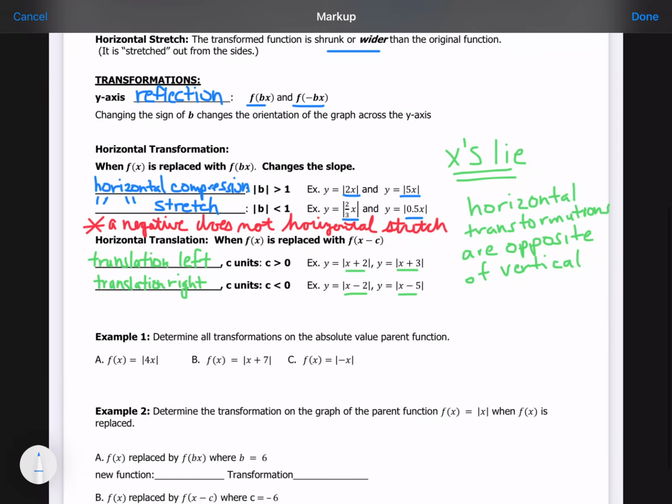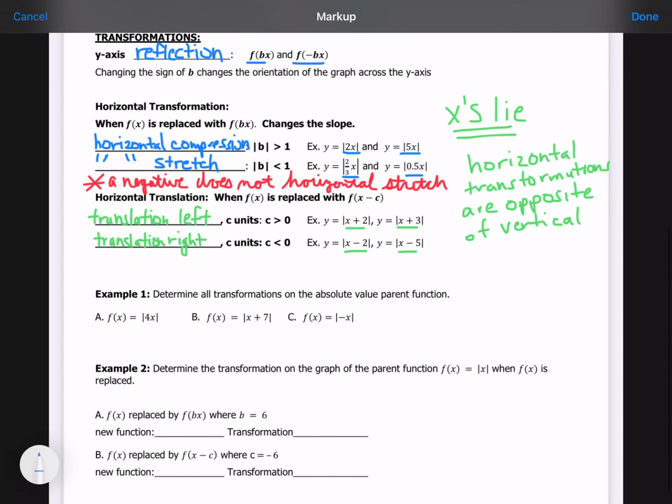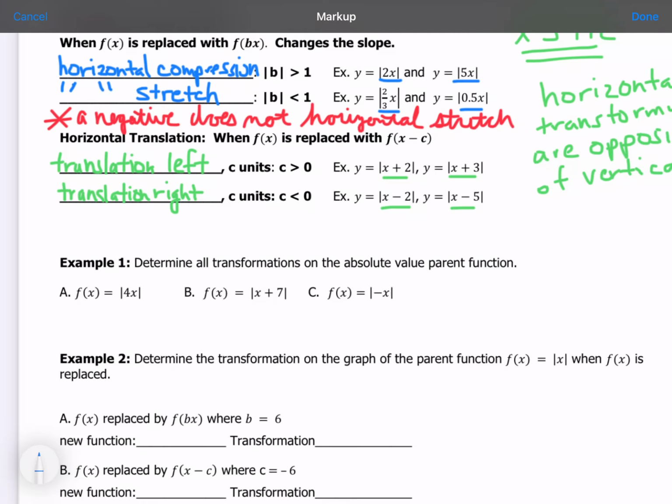So first example, determine all transformations on the absolute value parent function. So f of x equals absolute value of 4x. Because it's inside, we know it's a horizontal something, and the number is greater than 1, so it's a horizontal compression.